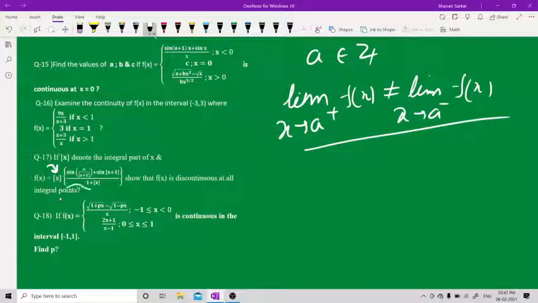I need to check only this function at all the integral points. I just need to check this function. This is not continuous, undoubtedly. So let's do it. If you want, you can do it that way also. You can take the whole thing as one and do it.